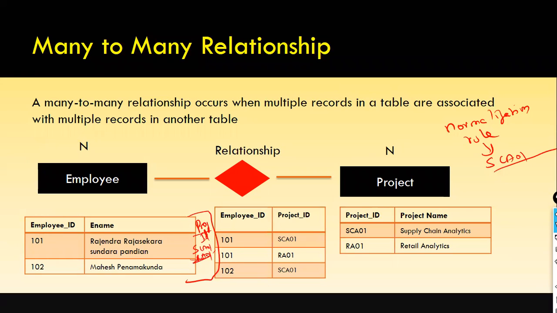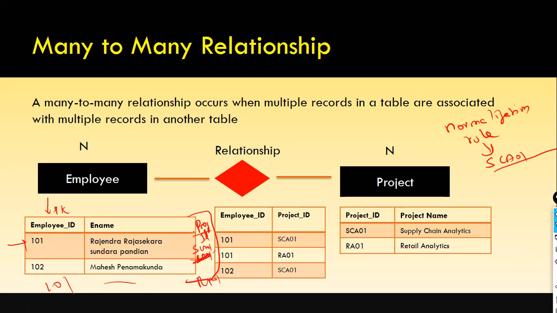Okay, what is the alternative? I just store one thing here, and again I put 101 here, and the project ID is RA01, and here I put Rajendra Rajasekhar Sundara Pandian. If you put that here, what will happen? 101 is the primary key here, right? This is the primary key, and you cannot put a duplicate here. It violates the rule. So here also the same thing. Employee ID also, you cannot, the same issue.